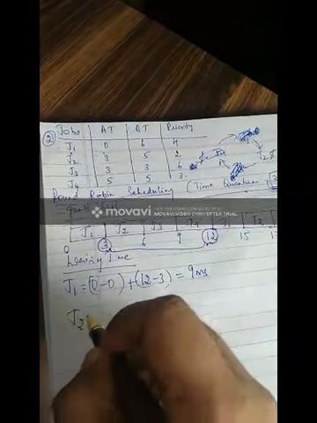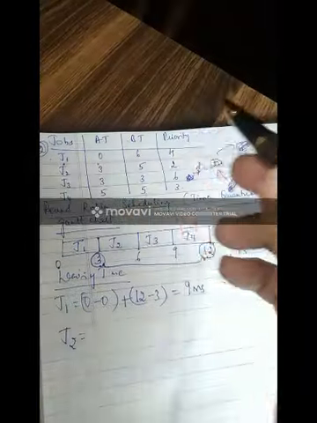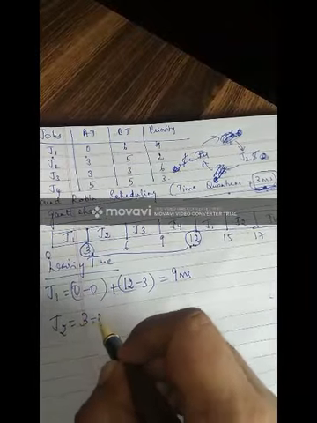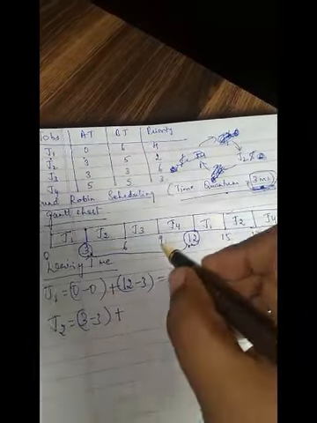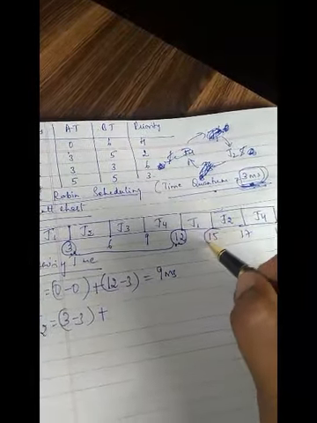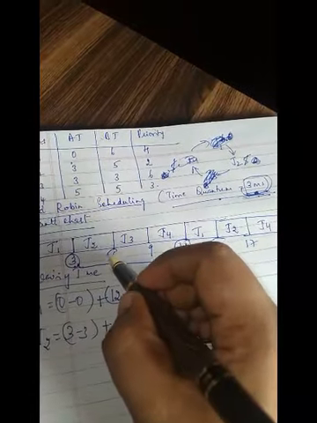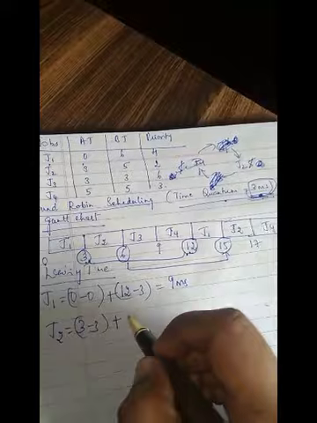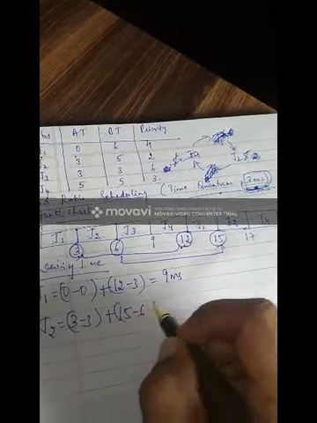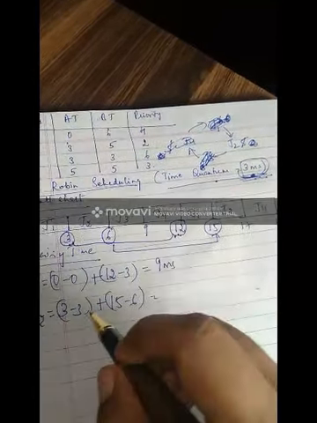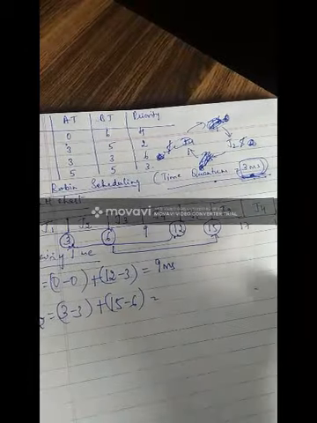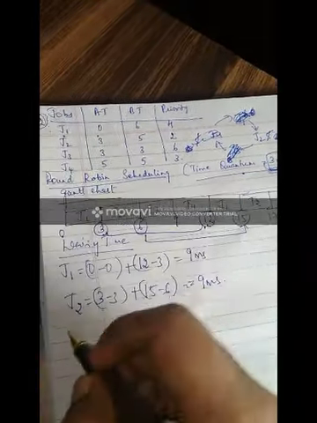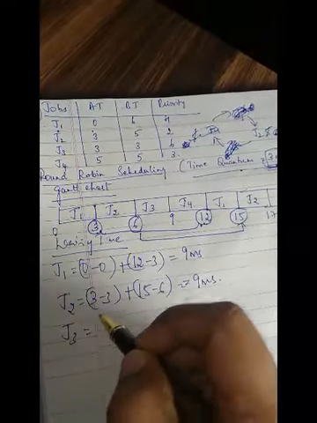Next is J2. J2 came in at 3 milliseconds, got it at 3 milliseconds. So 3 minus 3. Again where you have J2 over here. Okay. So it executed till 6 and again it got it at 15. So 15 minus 6. 15 minus 6 is how much? This is 0. 9. 9 milliseconds. Okay.